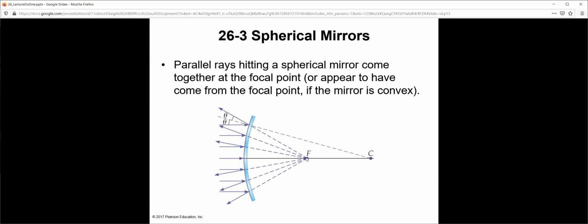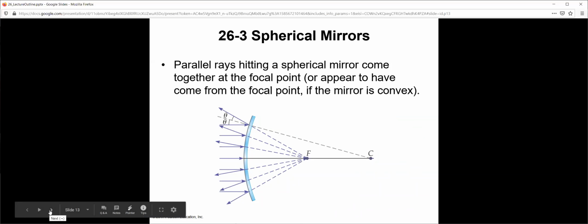So at this point, things reflect in the best way they can. Ahead of or behind the focal point, things will change depending on what type of mirror you have. So the focal point is very important because that's the sweet spot for a spherical mirror.